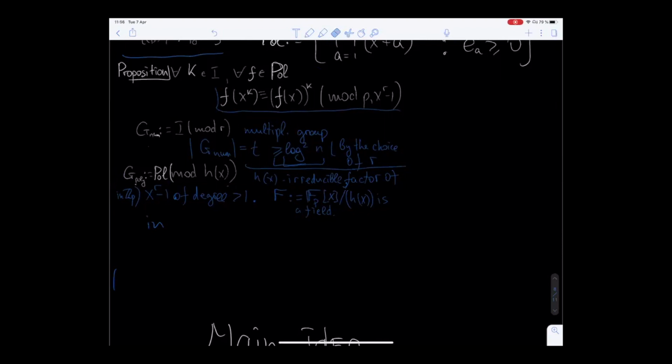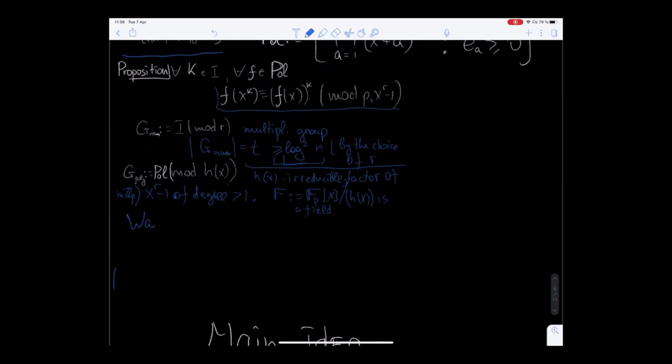So apart from it being irreducible and thus working with a field, we also want that x to the r is 1 in F, and x to the I is not 1 in F for I equals 1, etc., r minus 1. And why am I talking about what I mean by that?